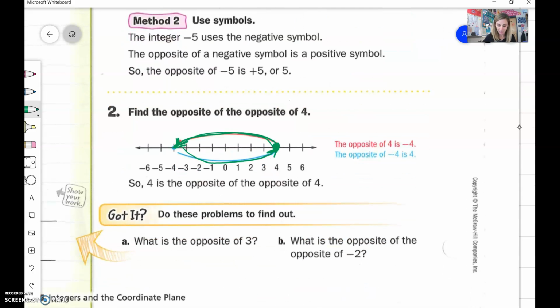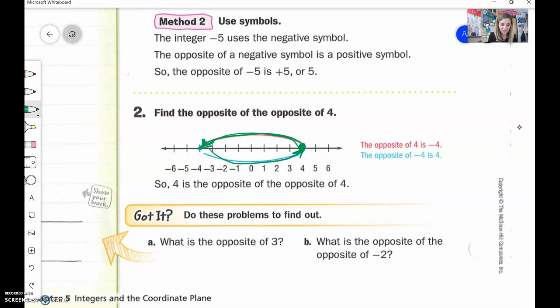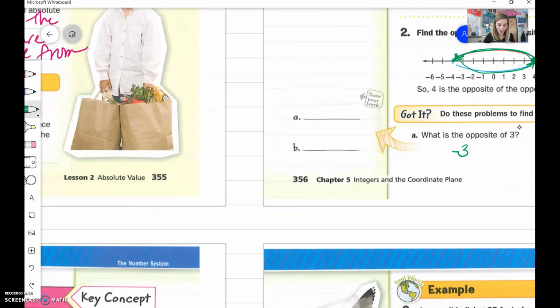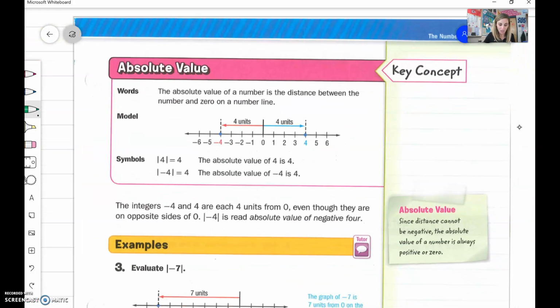So let's take a look at this. What is the opposite of 3? Meaning if we had a number line and we have a positive 3, what's the opposite of positive 3? Negative 3. What is the opposite of negative 2? The opposite of negative 2 is 2, but the opposite of that is back to negative 2. So the opposite of the opposite, you're going to notice, is always just the same. All right, turn to the next page where we talk about absolute value.